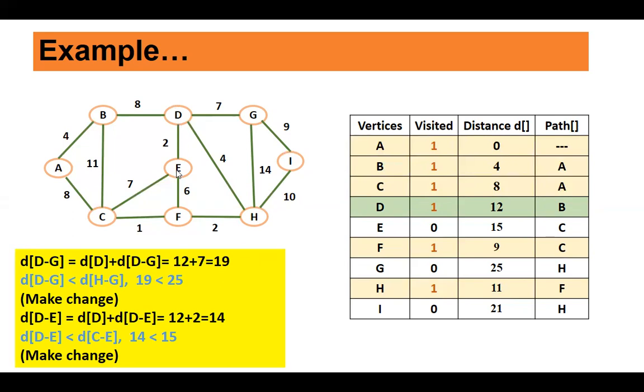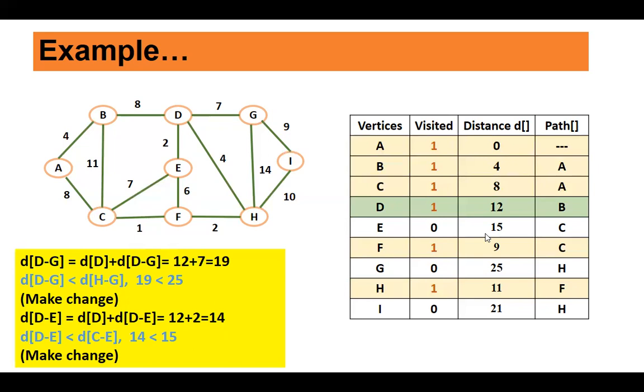D to E. So how do you calculate the path here now? The distance of D, that is 12, plus distance of D to E, that is 2. That is total 14. What is the current distance of E? Current distance of E is 15. And the newly calculated distance is 14.